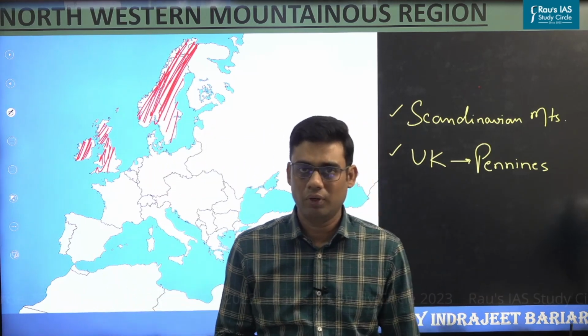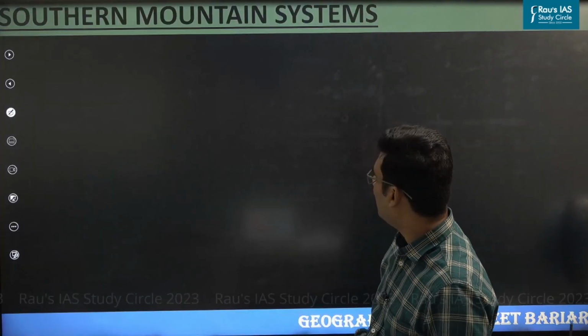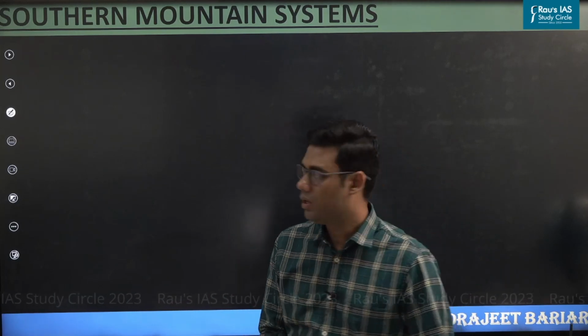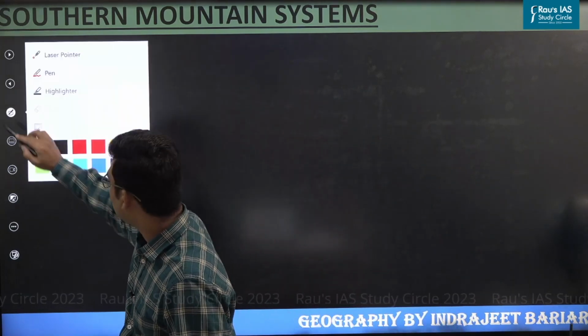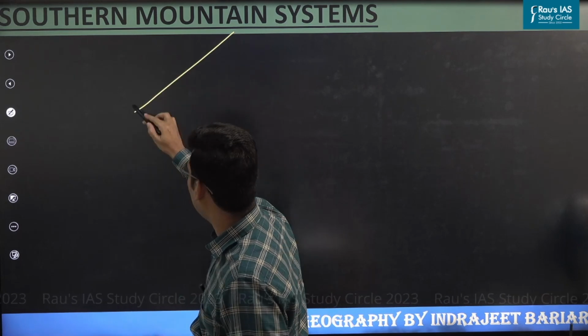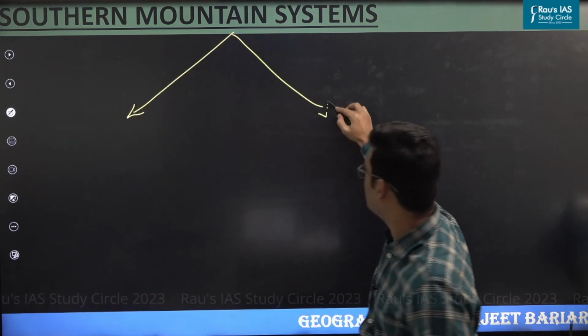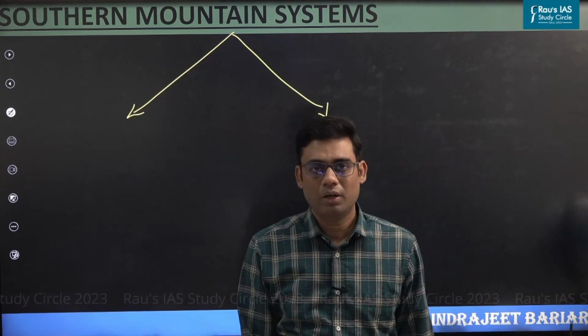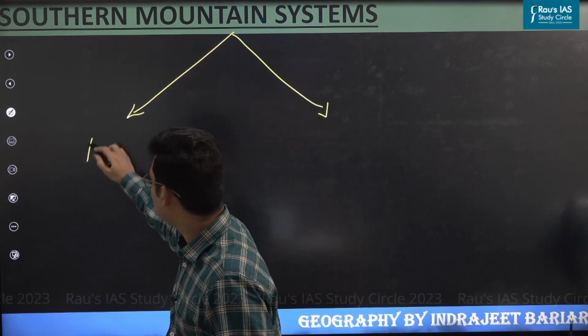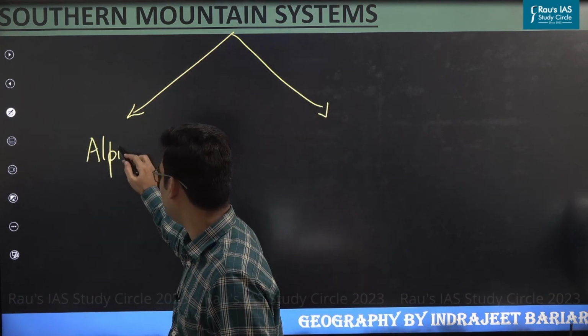Then we have the southern mountain system. And the southern mountain system, again, I can divide into two basic parts. The first one, which I'll identify, is the alpine system.